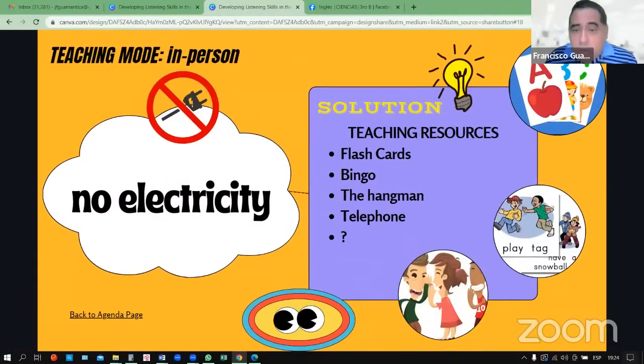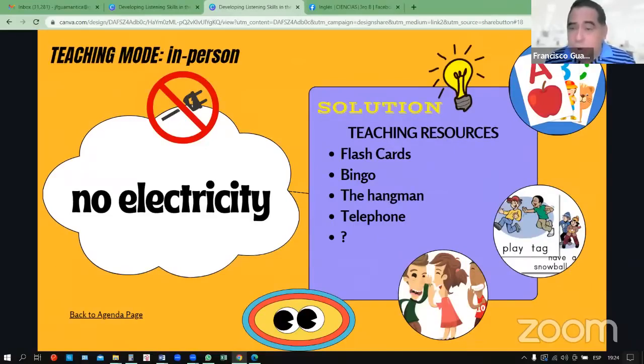Okay, what is the solution? We can use flashcards. You can bring them, you can create them, or you can have your students make the flashcards for you. They can bring them to class as a tool, and they can use it. You can work on bingo, hangman, the telephone game.